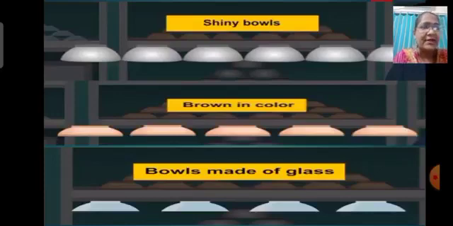His father replied, "Because they are made of different substances. The shiny ones are made of steel, and the ones which are brown in color are made of copper, and these are the glass bowls. We have to be careful because they can break easily."